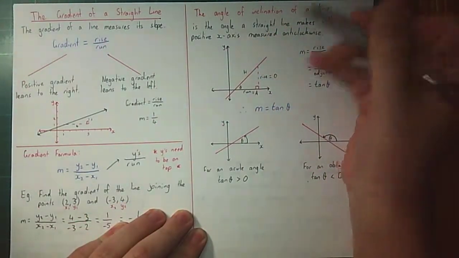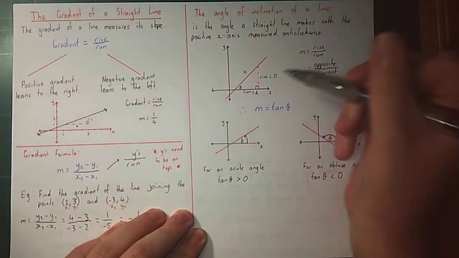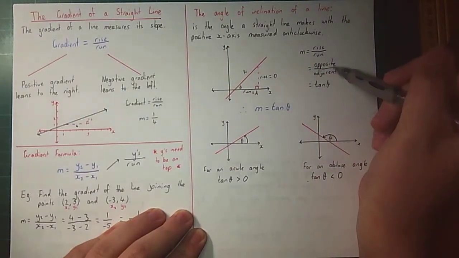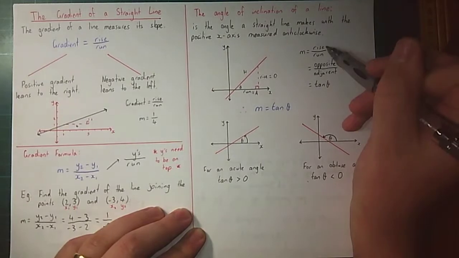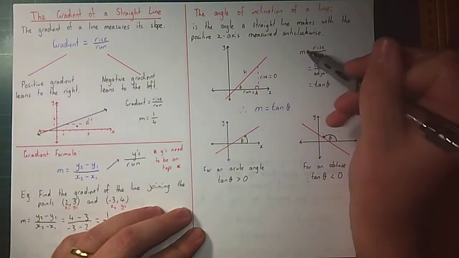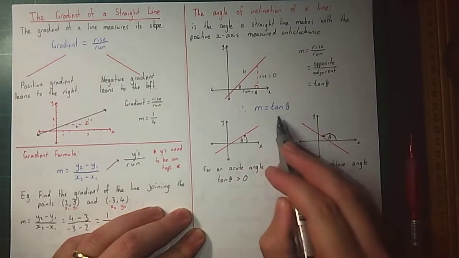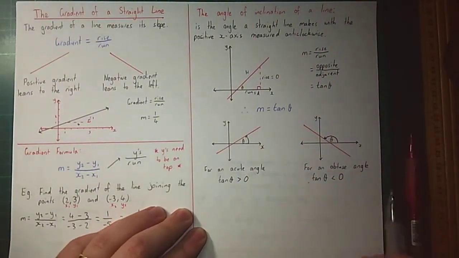If we remember our SOHCAHTOA, for theta we can use opposite over adjacent, which is tan theta. So tan theta is equal to rise over run, which is equal to m. Therefore, m is equal to tan theta. We're going to do an example with this to show how it works.